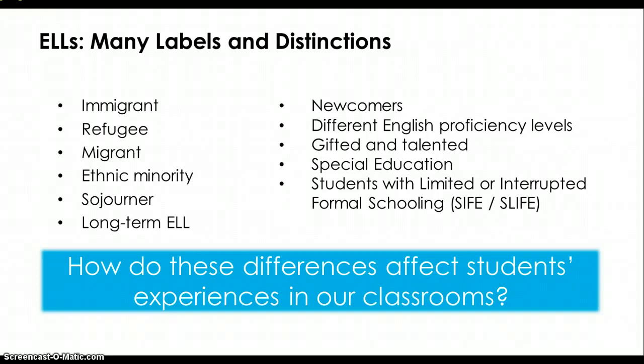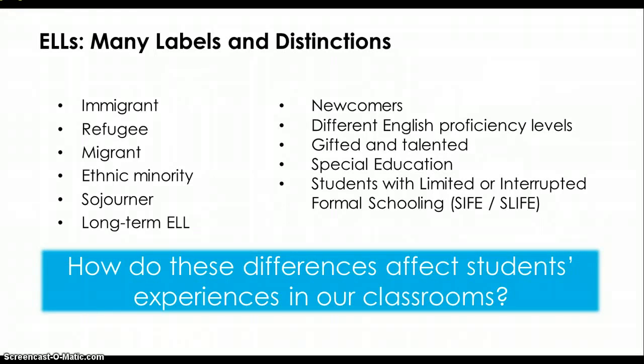So English language learners may be immigrants. Some may not be immigrants. They may have been born in the United States. Some may be refugees. Some may be long-term ELLs. They may have been labeled as an English language learner for many years and have made slow progress. Some may be newcomers, just starting their experience in the United States. Some may be gifted and talented. Some may have special education needs. Some students may come with limited or interrupted formal education, and they're typically labeled SIFE or SLIFE.